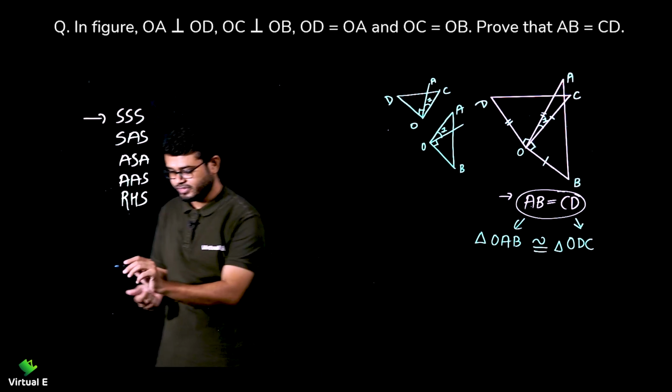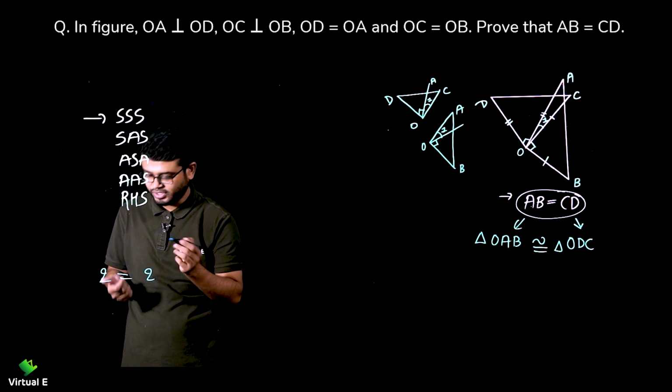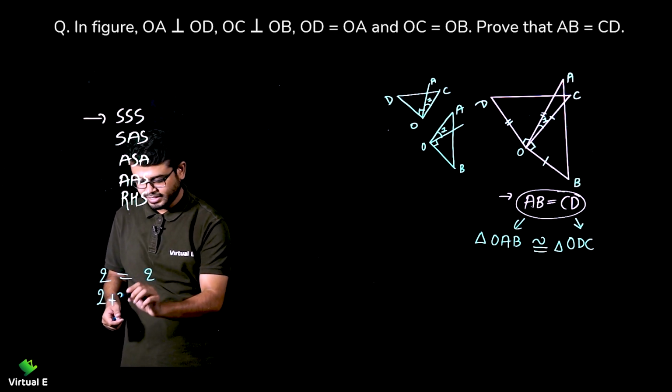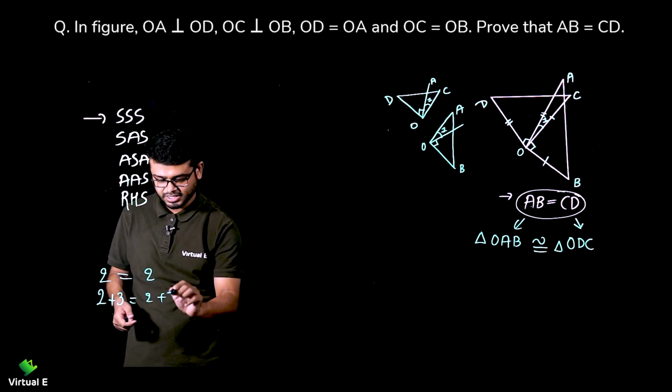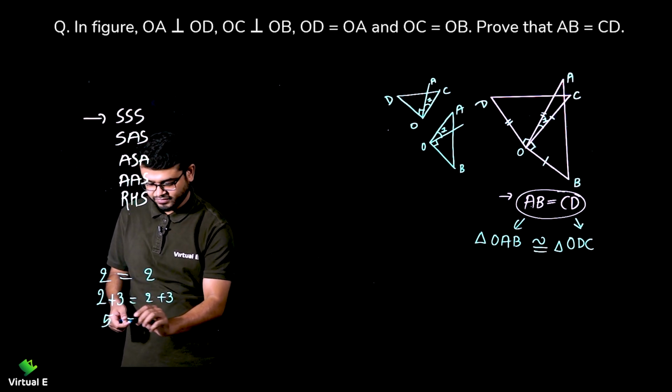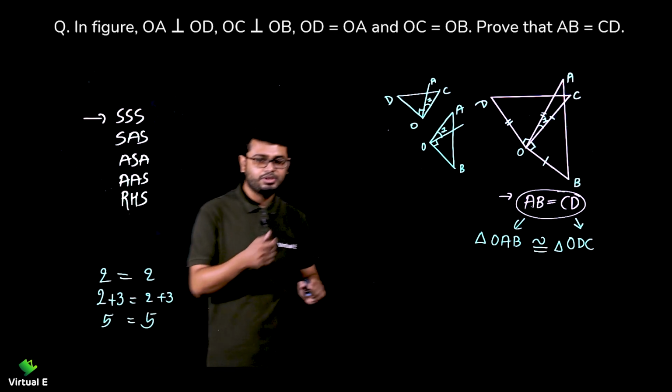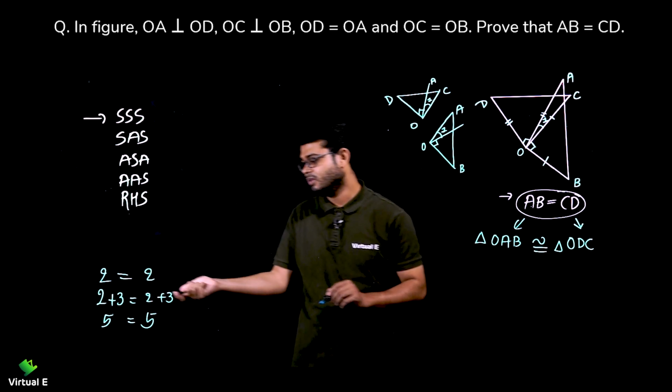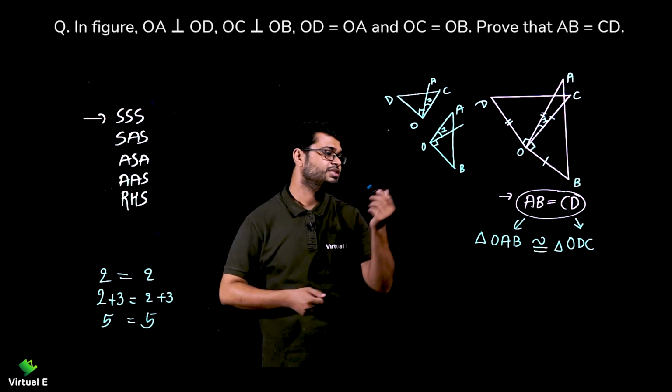Same as what we did previously. 2 is equal to 2 we already have. Then if you add 3 on both of the sides, you are going to get 5 on both of the sides. Same as Euclid's postulate: if equals are added to equals, the answers will be equal. Same we are going to do.